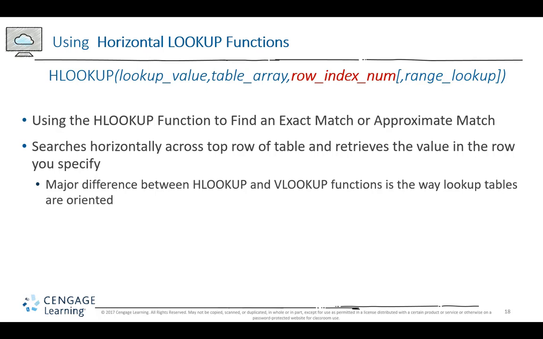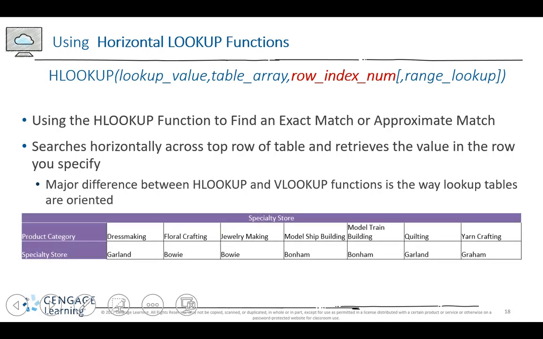The HLOOKUP searches horizontally across the top row of the table and retrieves the value in the row you specify. The major difference between HLOOKUP and VLOOKUP is just the orientation of the table. Here is a sample from Module 8 that uses a horizontal lookup table orientation. We could look across the first row for the floral crafting product category and then select the specialty store Bowie as the result.